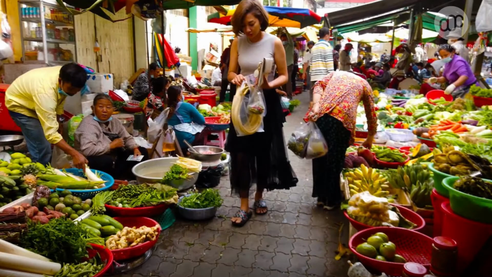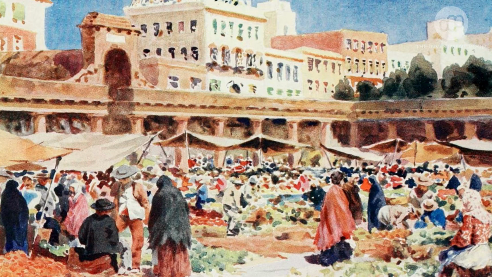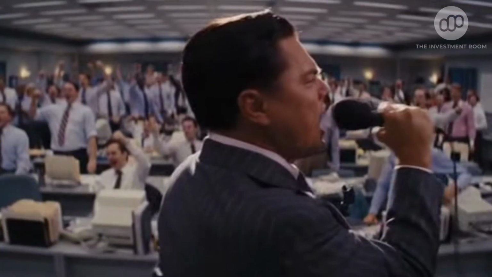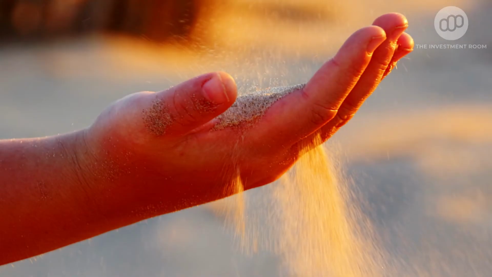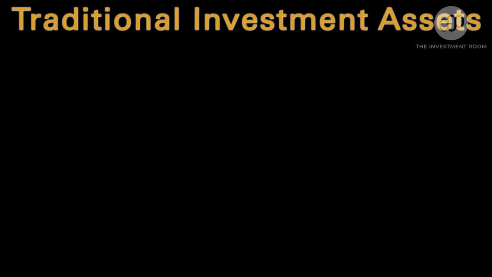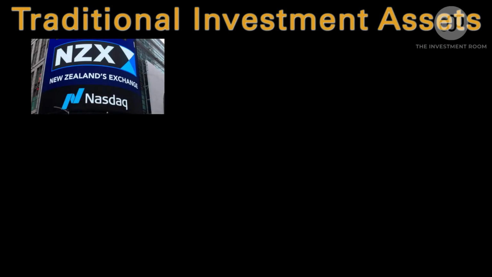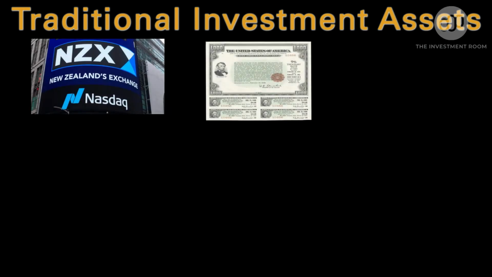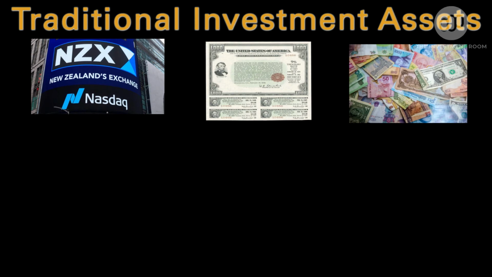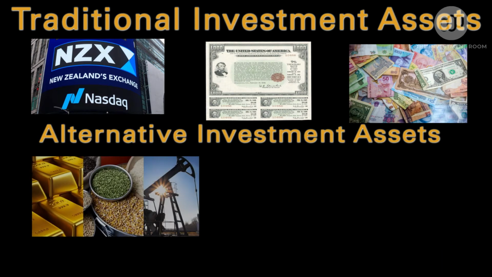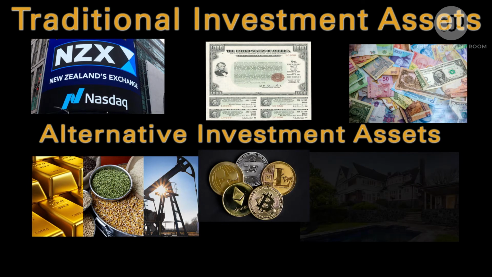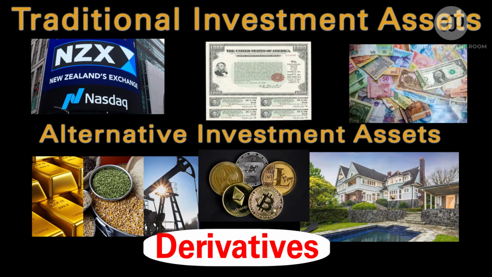The first thing that any market needs is something for buyers and sellers to trade. Assets traded in financial markets are normally things you can't physically touch. For example, your traditional investment assets: equities, also known as stocks, fixed income, also known as bonds, and currencies. Then the alternative investment assets: commodities, crypto, real estate, and derivatives.